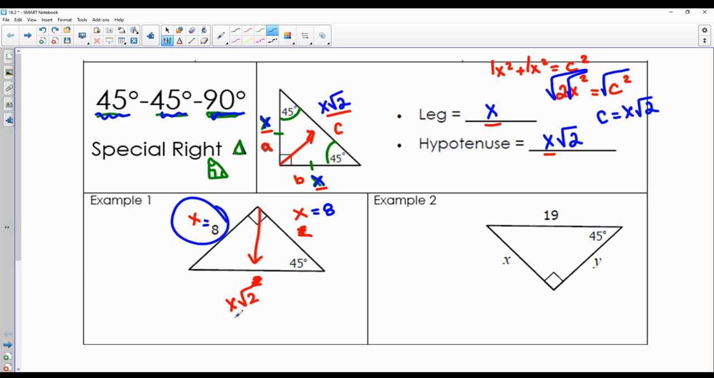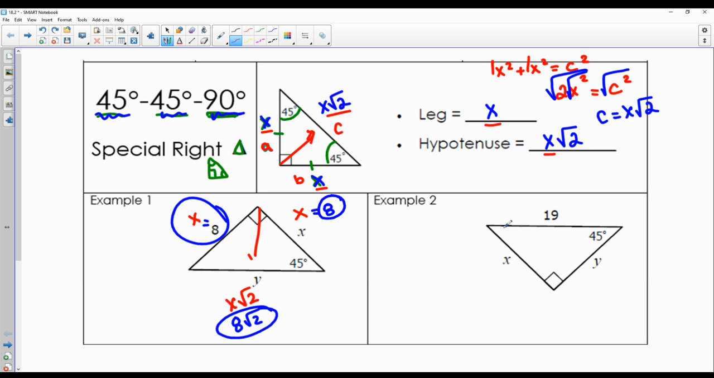And when I plug in 8 for my x, that side is just going to go to 8 square root of 2. All right, so now if I took my eraser and tried to figure out what they're wanting, they could say x is 8, and we could say that y here is 8 square root of 2. All right, not too bad, right? Let's try one more example, and then we will go on to another special right triangle.